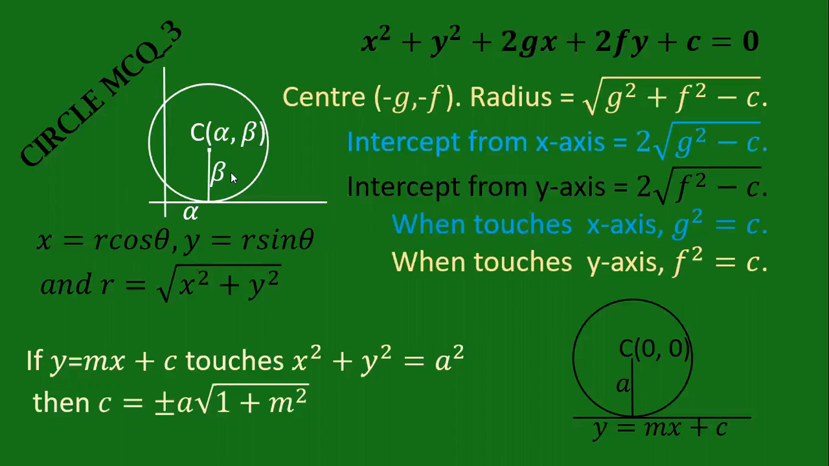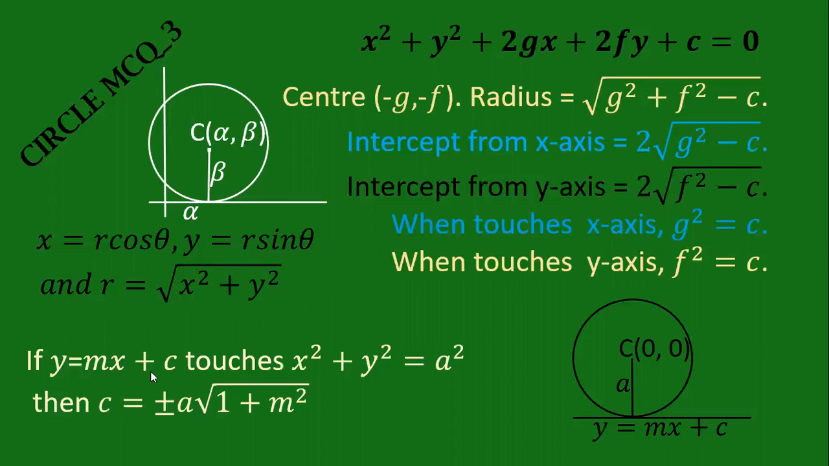In this figure, it is shown that if a circle touches the x-axis, then the y-coordinate of the center is equal to the radius. Here is a relation between polar coordinates and Cartesian coordinates: x is equal to r cos theta, y is equal to r sin theta, and r is equal to square root of x square plus y square.